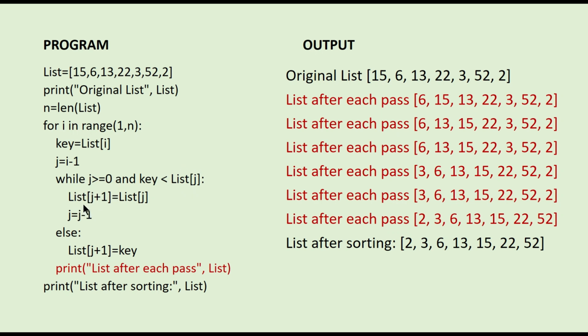Here list of j plus 1 is equal to list of j, and then j is equal to j minus 1. This particular statement is to find the appropriate place. After finding the appropriate place, you are inserting the value in the appropriate place. That is what is given in the else part. You will understand better when we execute the program step by step.